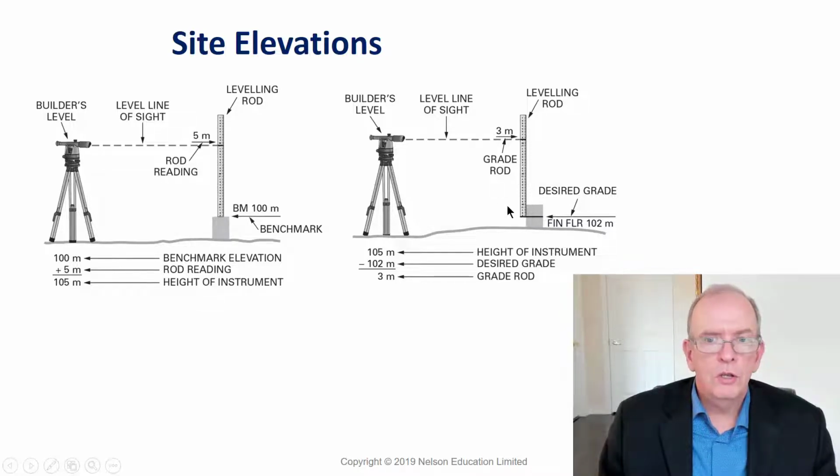And then you go to your area where you're at. This might say 3 meters down to where we want the finished floor to be, right? So then we know we're dropping from 105 down 3 meters, right? So this is going to be at the 102 meter point. That's our desired grade for that. We're just going to drop down and then we're there. We know what that should be.